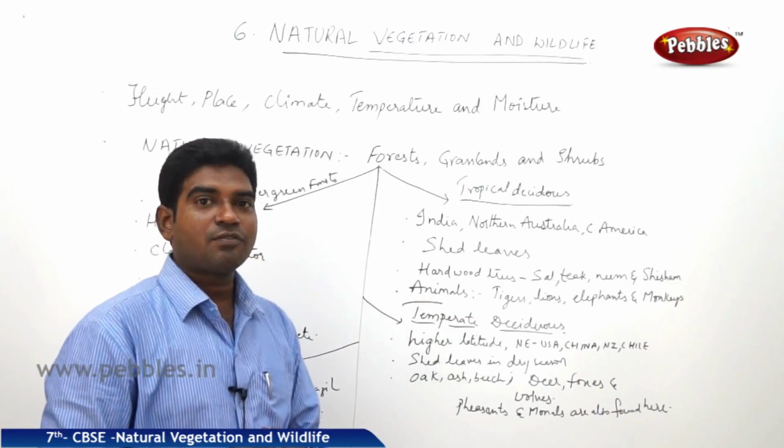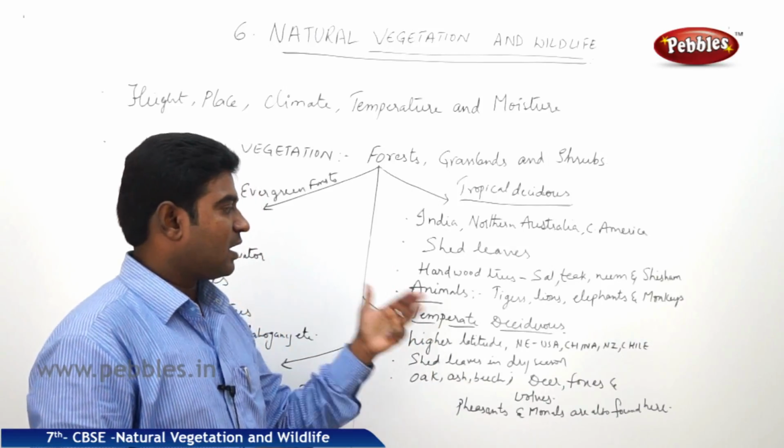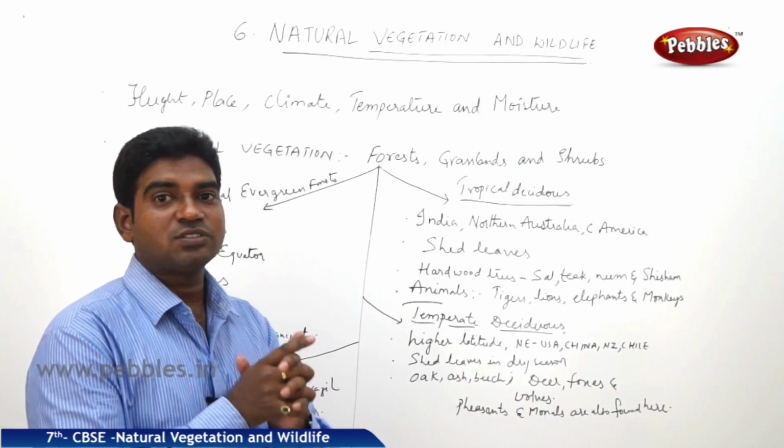What are the animals that are found here? Tiger, lion, elephant and monkeys are found in the tropical deciduous forest.